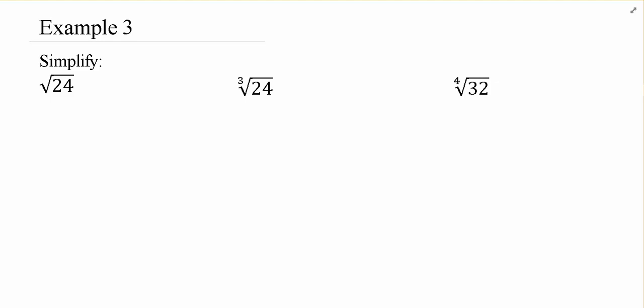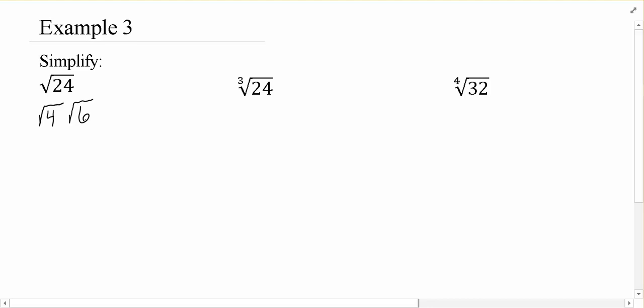16 doesn't divide evenly into 24, and so we move up to the next one, which is 9. 9 doesn't divide evenly into 24, so we move up to the next one, which is 4. 4 does divide evenly in, and how many times does 4 go in? It goes in 6 times. So I can break up square root of 24 as square root 4 times square root 6.